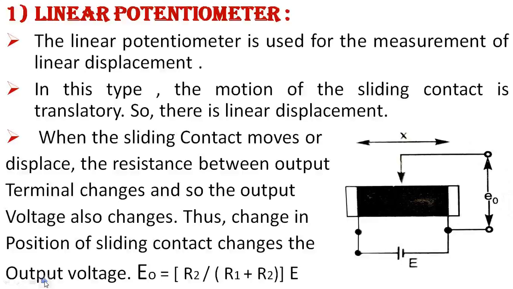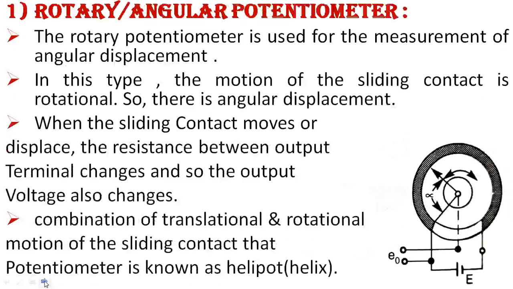It is calculated as E0, that is the output voltage, is equal to R2 upon R1 plus R2 into E. So E is the given voltage source, and R1 and R2 are the two parts of the resistance, half part acting as R1 and half part acting as R2. So E0 equals R2 upon R1 plus R2 into E. So you will get the output voltage of the linear potentiometer.